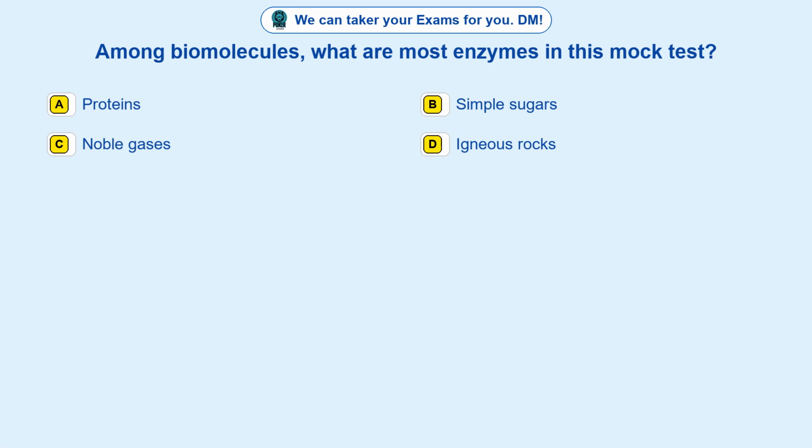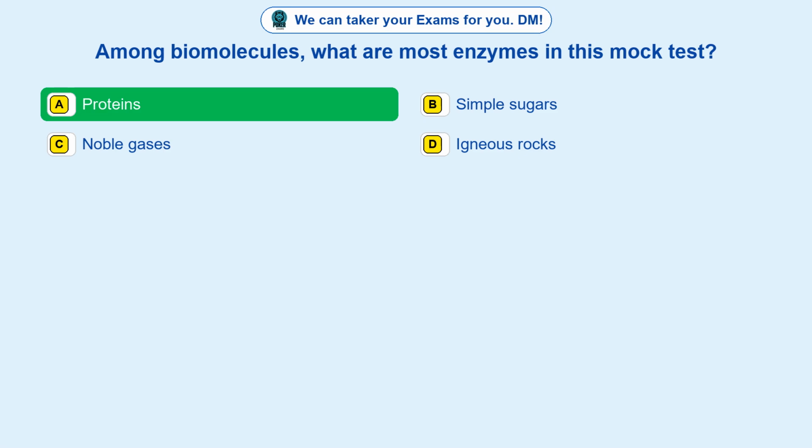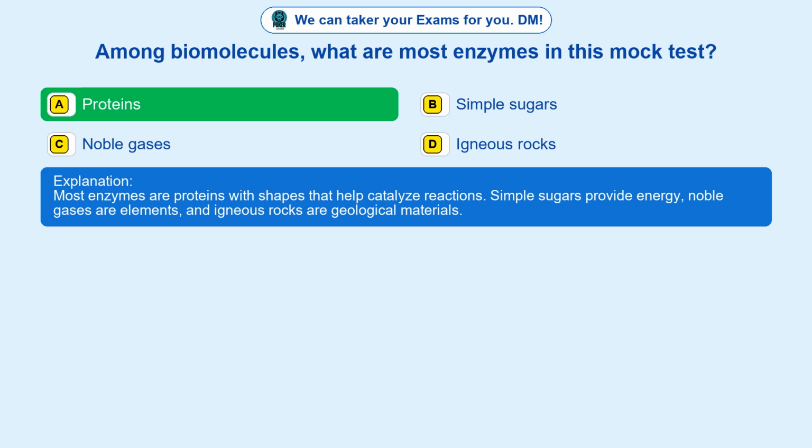Question 30. Among biomolecules, what are most enzymes in this mock test? Option A, proteins. Option B, simple sugars. Option C, noble gases. Option D, igneous rocks. The correct answer is option A. Proteins. Most enzymes are proteins with shapes that help catalyze reactions. Simple sugars provide energy, noble gases are elements, and igneous rocks are geological materials.